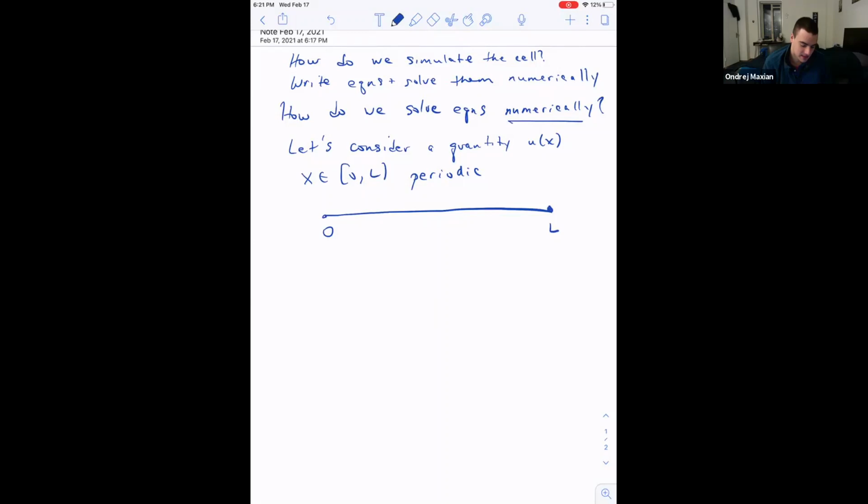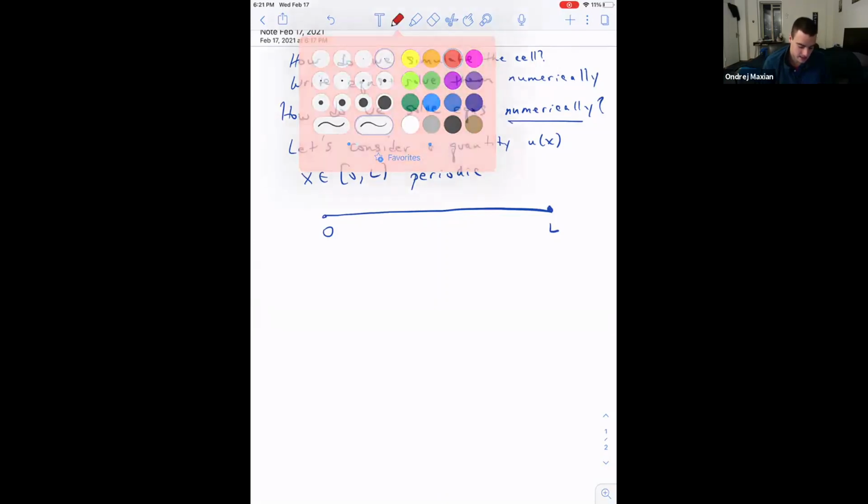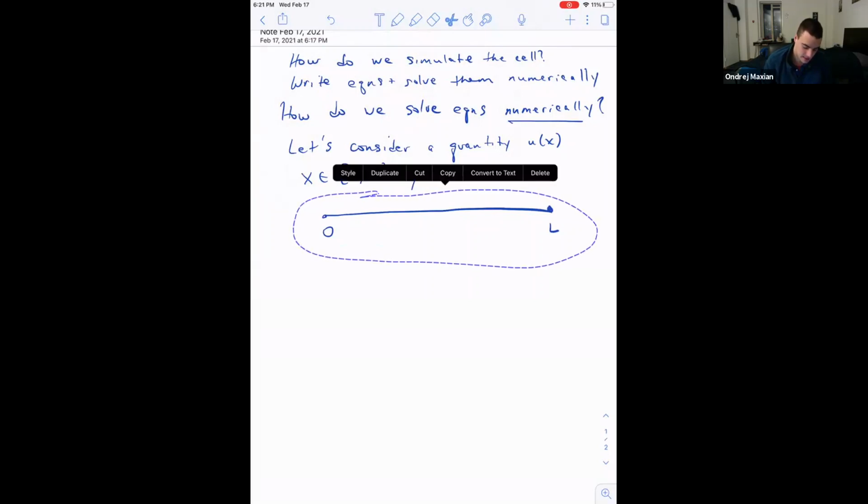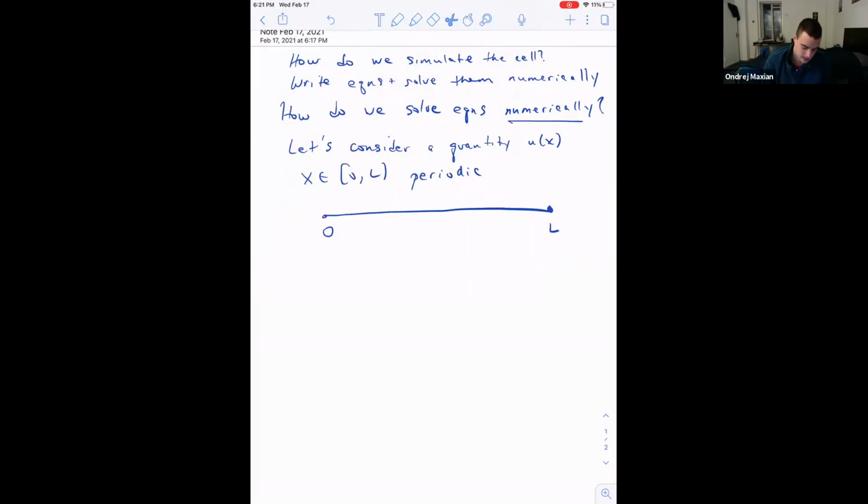So in particular, you can represent the whole space then by taking a copy of this. So let's actually do it. What it means is that if I make a copy of this guy, did it work?